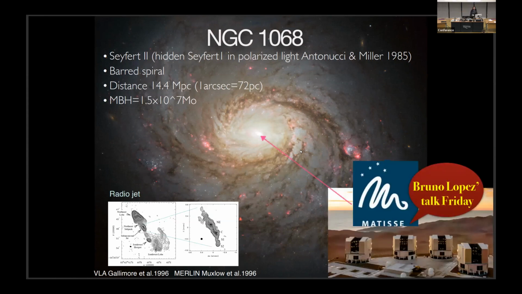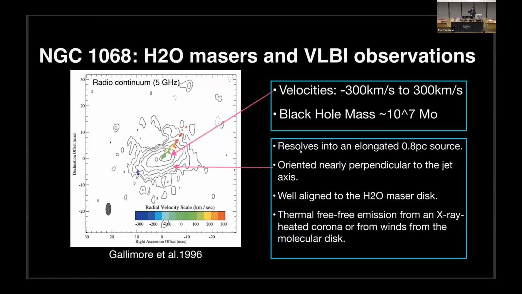Okay, we are studying it with MATISSE. If you want to learn a lot more about MATISSE, listen to Bruno Lopez's talk tomorrow, so I will skip any details on MATISSE. And NGC 1068 was known to have a water maser right at the center, and they were related to this radio source at 5 gigahertz.